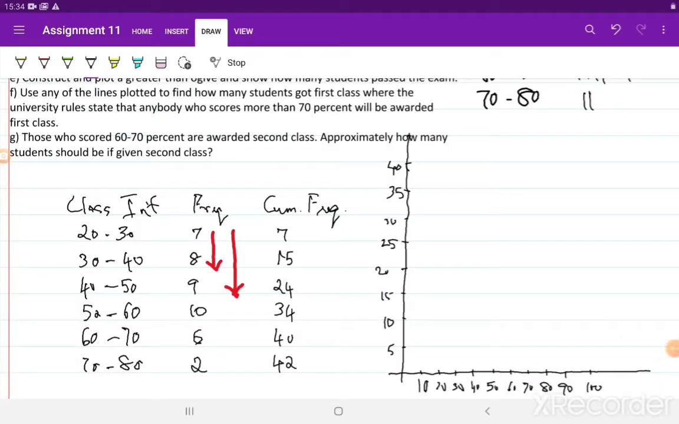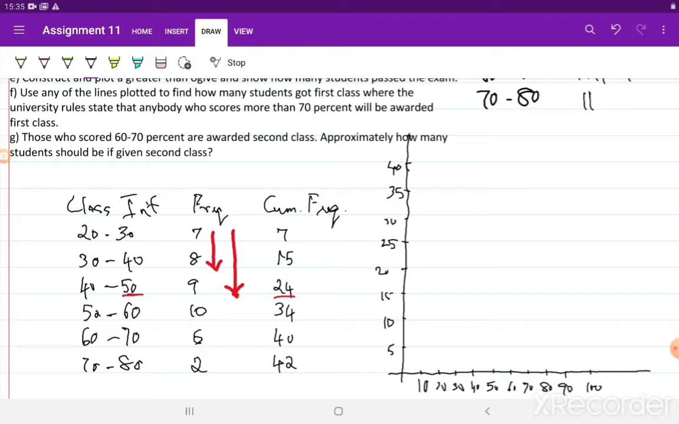Now to construct the less than ogive, you need to plot the cumulative frequencies. Remember, less than ogive means you calculate cumulative frequencies such that each value tells you the number of observations less than the upper limit of the corresponding class. So, since it's a less than ogive, you will plot the cumulative frequencies against the upper limit of each class interval.